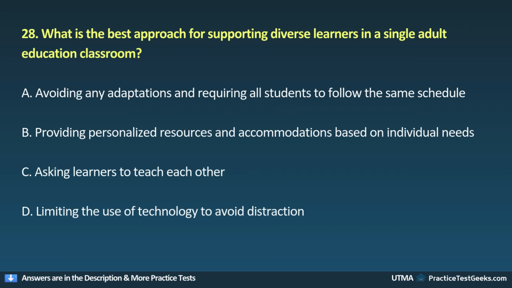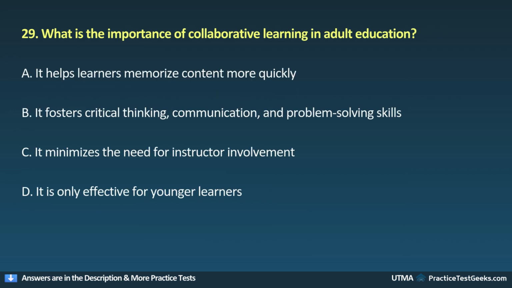28. What is the best approach for supporting diverse learners in a single adult education classroom? A. Avoiding any adaptations and requiring all students to follow the same schedule. B. Providing personalized resources and accommodations based on individual needs. C. Asking learners to teach each other. D. Limiting the use of technology to avoid distraction.